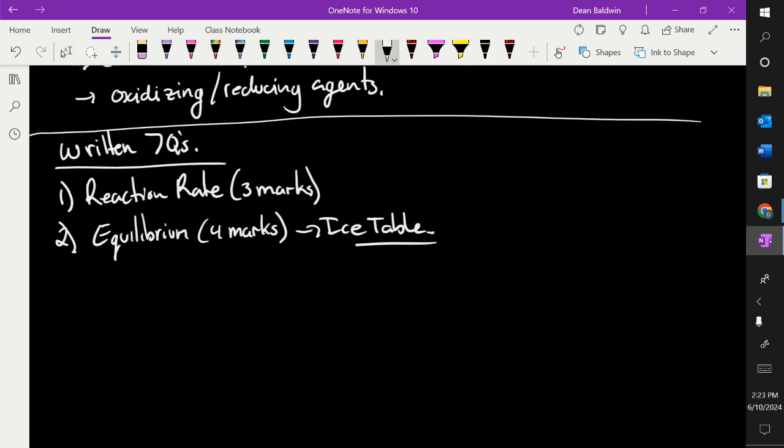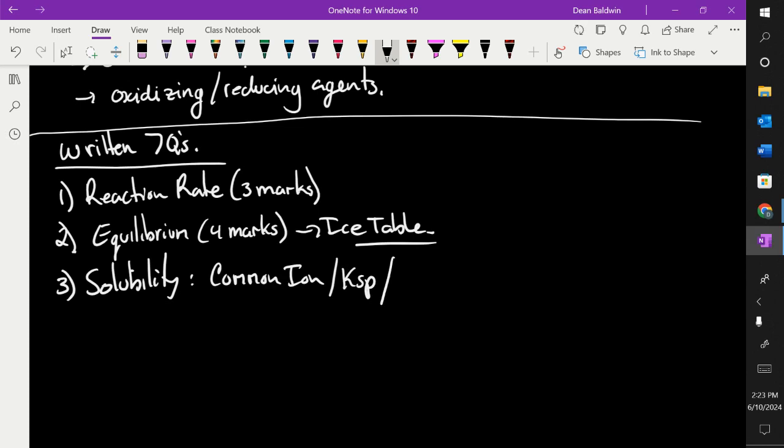Then we get solubility. There's basically 3 types. There's common ion, 4 marks. Ksp, or how much was dissolved. We did a Ksp one on Friday-ish. That's 4 marks.